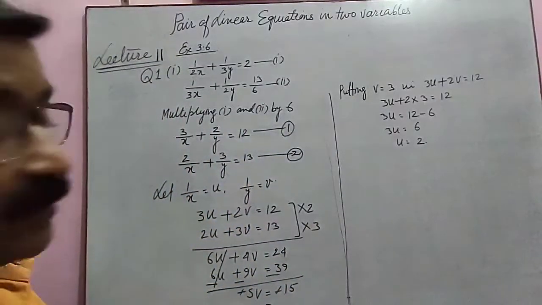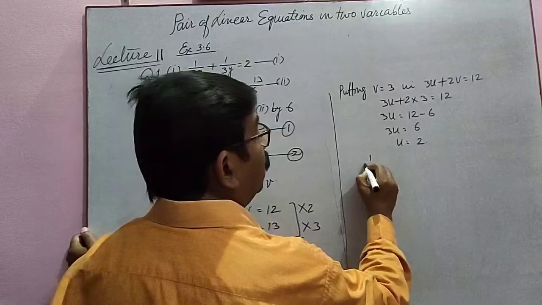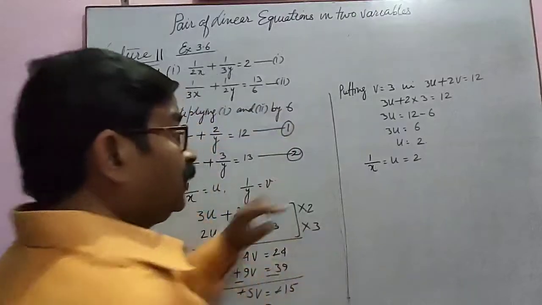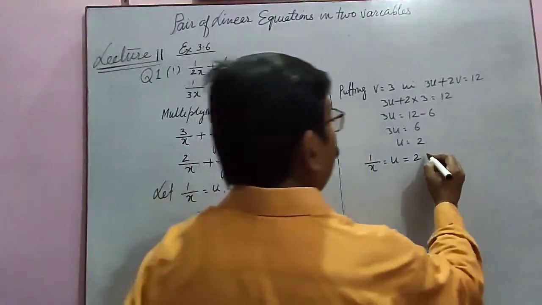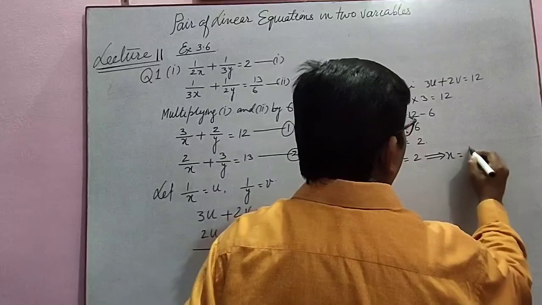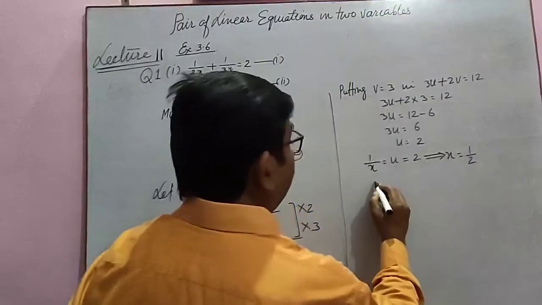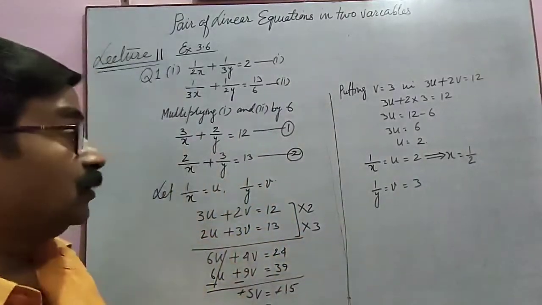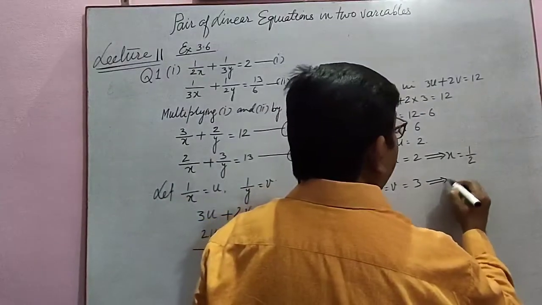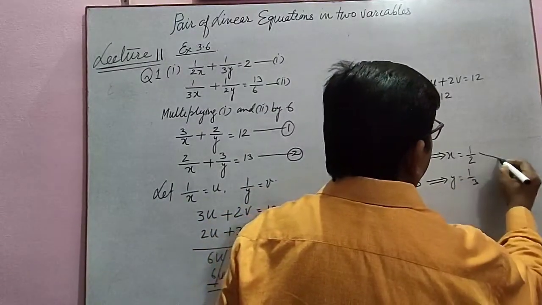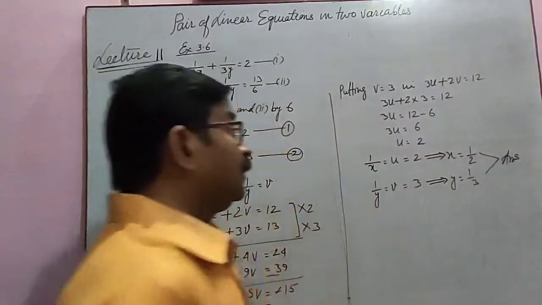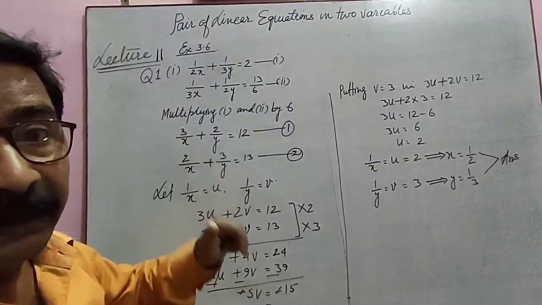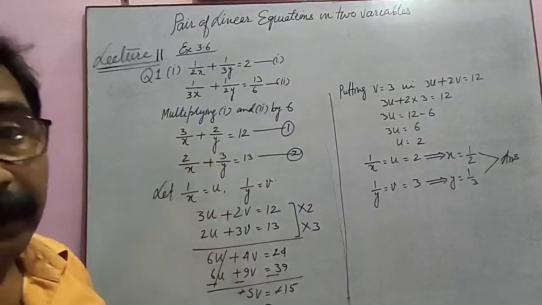But we have to get the value of x and y. See, 1 upon x is equal to u and its value is 2. So what to get? Get the reciprocal of x. So what we have, x is equal to 1 upon 2. Similarly, 1 upon y is equal to v and it is equal to 3. We have got it. So get the reciprocal. So y is equal to 1 upon 3. This will be your answer. Means whenever you have this kind of question, you have to assume the fraction by any other variable. Replace 1 upon x, 1 upon y by any other variable.